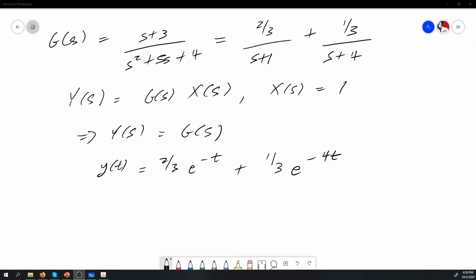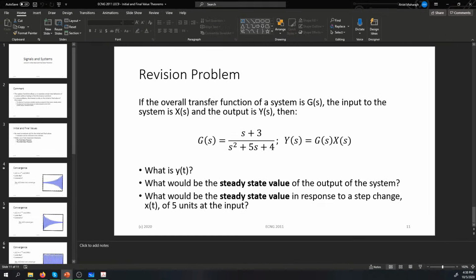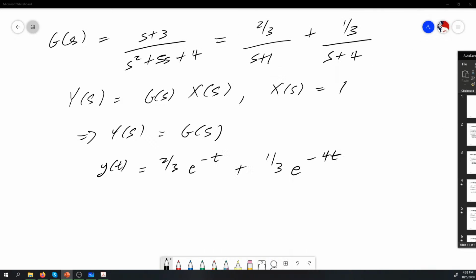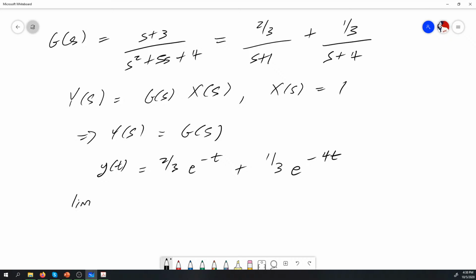So the next question that we had on our slide, bring this back here, was basically what would be the steady state value here of an output of our system. So let's do this evaluation with respect to time, and then we're going to do it with respect to the Laplace domain as well. So if we evaluate this with respect to time, this is going to be limit as t tends towards infinity of y of t.